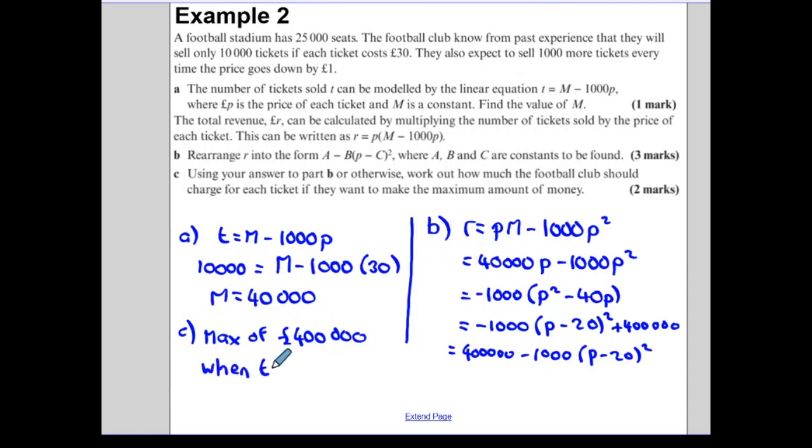And the ticket price. This makes this bracket equal to 0, so p would have to be 20. So the ticket price is £20.